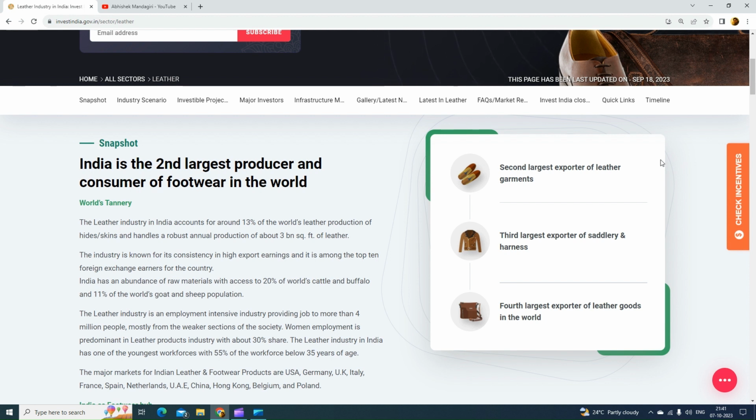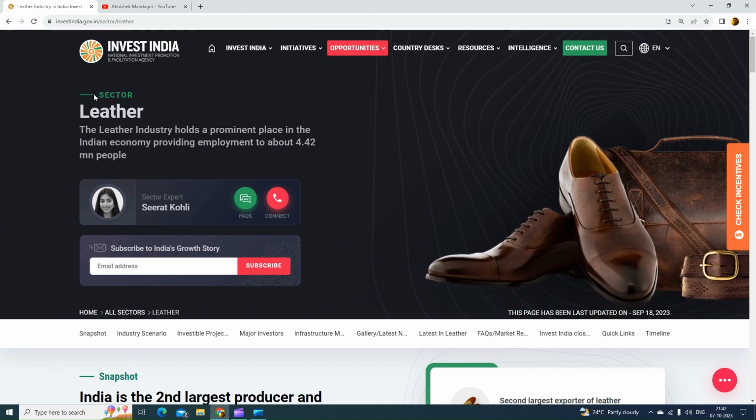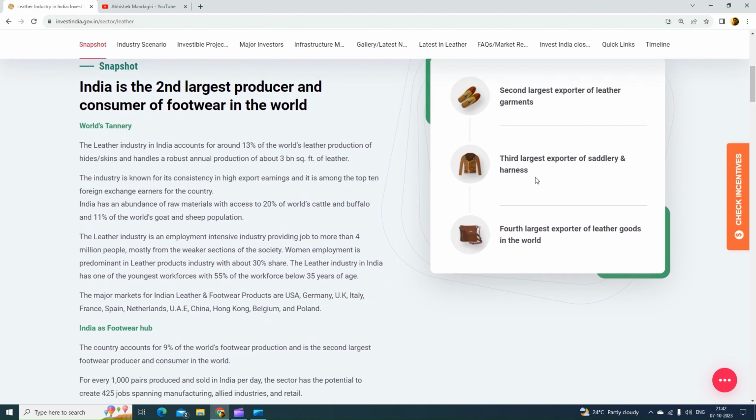This gives us a snapshot or an idea about how bullish the sector is, or what the opportunity in the sector is, and it makes our life easy as investors to understand whether we can invest in this sector or not. So let's look into this leather segment. The sector is leather. In this, you have jackets and many different kinds of accessories, but I'll only speak about footwear because I'm more interested in the footwear sector currently. In this video, at least, we will discuss footwear.